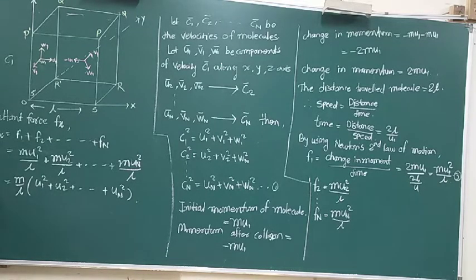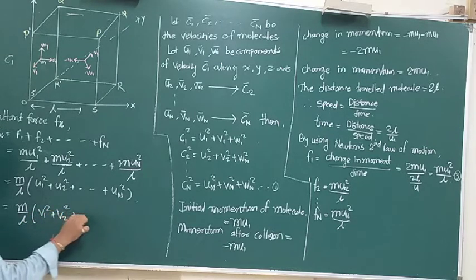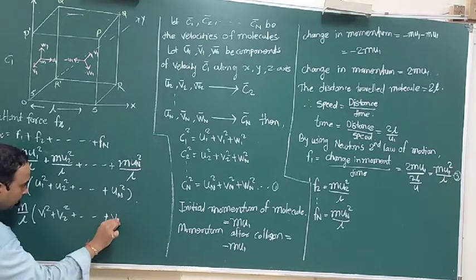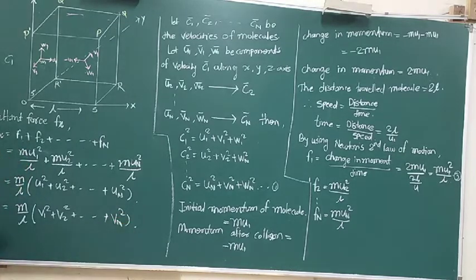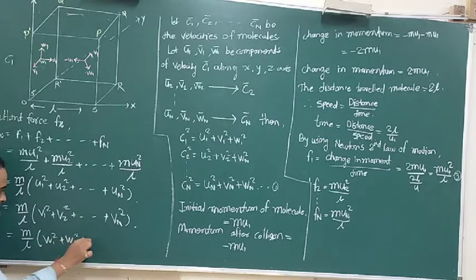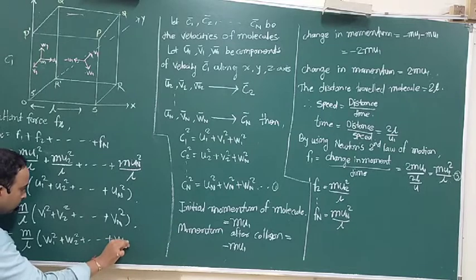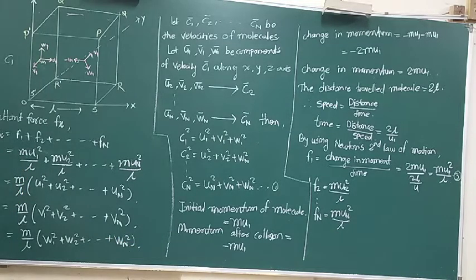Similarly, we calculate Fy along the y-axis, that is m upon l into v1 square plus v2 square plus and so on vn square. Similarly, Fz is equal to m upon l into w1 square plus w2 square plus and so on wn square. These are the forces along the x, y and z axis.